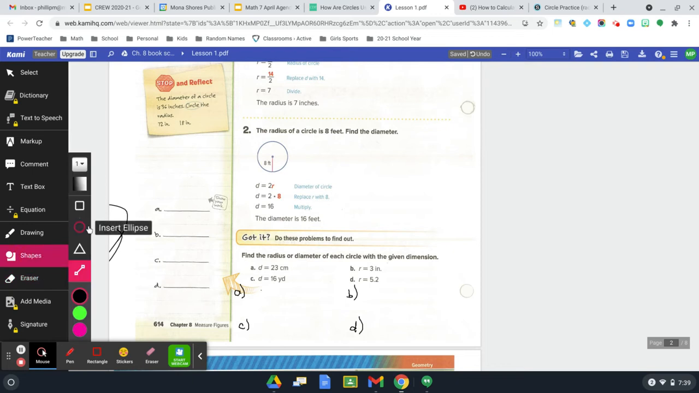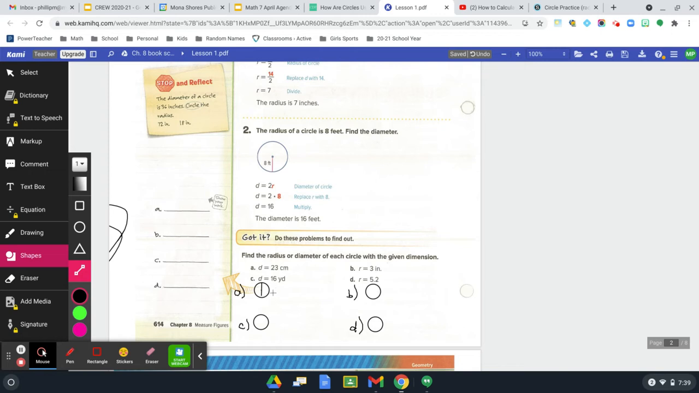So I'm going to draw a circle best I can here. There we go. And while I'm at it, let me see if I can get one on each one here. Like that. And so now in letter A, if the diameter is 23 centimeters, let's say this is the diameter in letter A, and that's 23 centimeters.